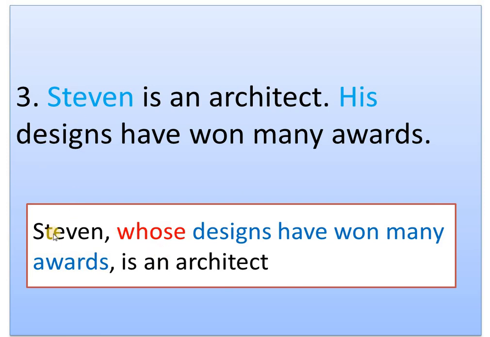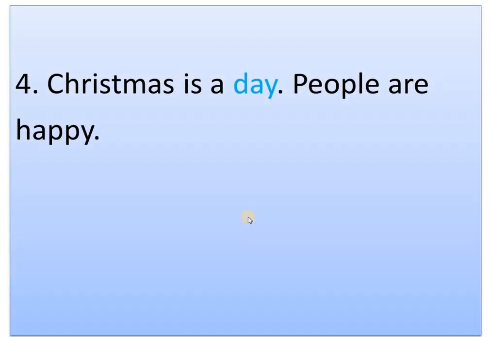So the answer is the following. Stephen, whose. After whose comes a noun. Here the noun is designs. We put whose instead of his. We omit his and put whose. And the other part of the sentence, whose designs have won many awards. Then the first sentence after Stephen is an architect. So, Stephen, whose designs have won many awards, is an architect. This is the answer.